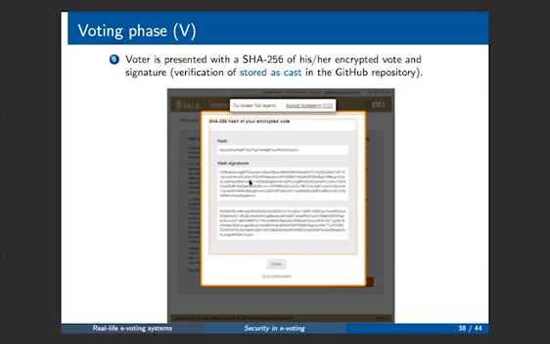The idea behind that was to provide some kind of a store as cast verification, because afterwards you could go online to a GitHub repository, which ended up being like 4 gigabytes of file. You could just download that. That was the bulletin board. And what you were expected to do was to look for this hash value in the GitHub repository and check to see whether your ballot was there.